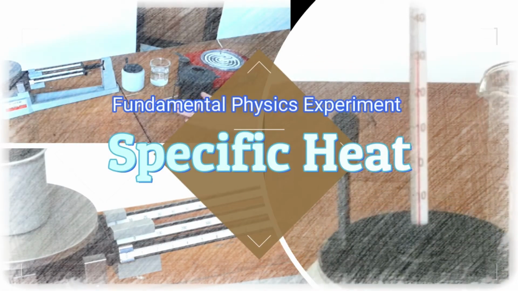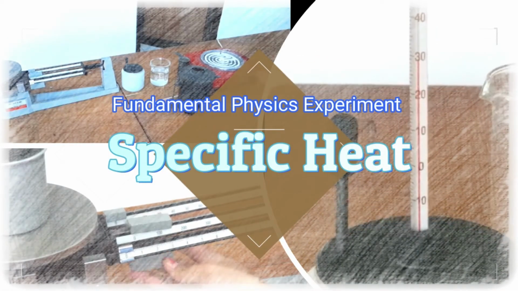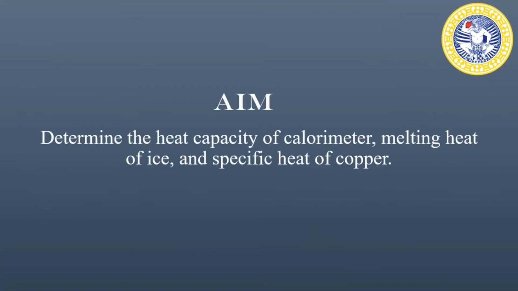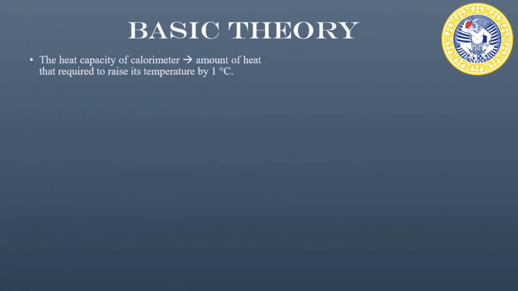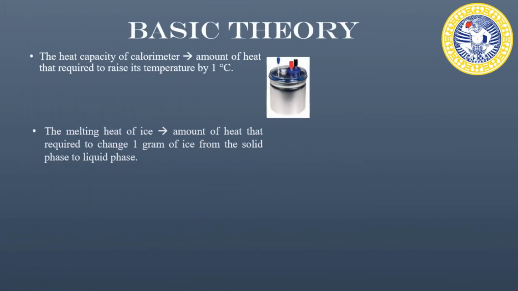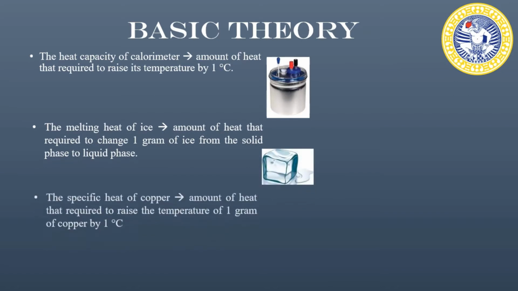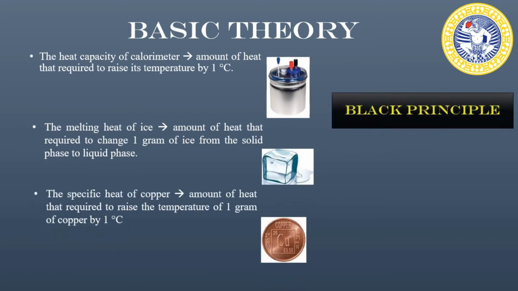Hello everyone, our next experiment is specific heat. The aim of this experiment is to determine the heat capacity of the calorimeter, the melting heat of ice, and the specific heat of copper. The basic principle of the heat capacity is related to the Black principle as we learned a long time ago.